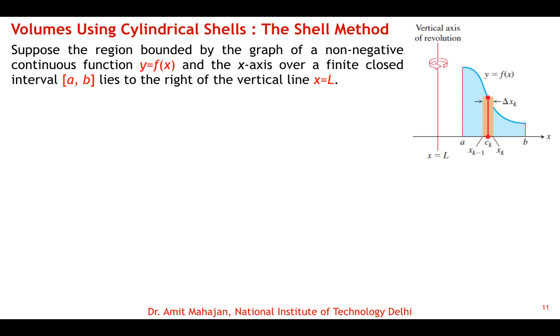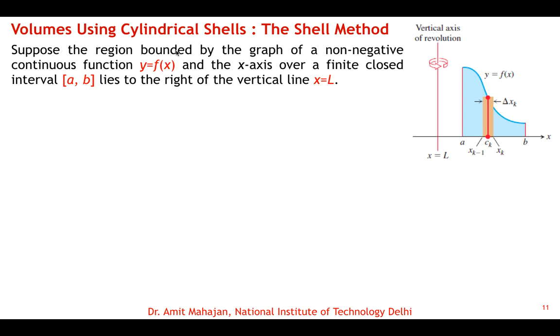So far we did three methods, where we calculated the cross-sectional area and integrated the cross-sectional area to calculate the volume. Now there is another method which is called the shell method, where instead of calculating the cross-sectional area by slicing or by rotating and generating a disk or a washer, we calculate by slicing with a circular cylinder. So let us try to understand this.